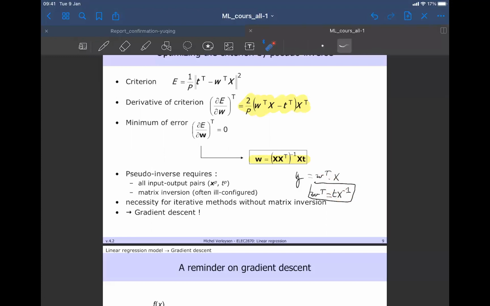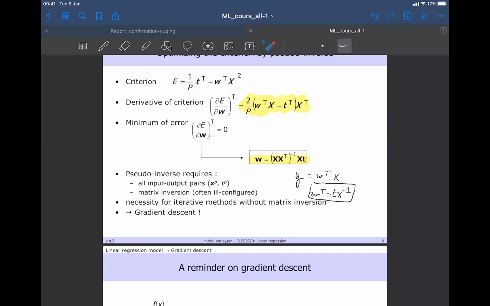The answer is that the inverse of x is just not possible to compute, because it's not a square matrix. It has to be square to compute the inverse. Here, typically the number of points, the number of patterns, is not equal to the number of features. So you cannot just invert this. You have to do this thing, which is called the pseudo inverse. So this solution is something that will work.